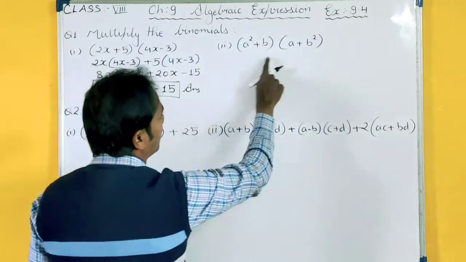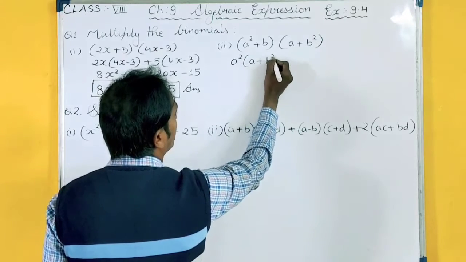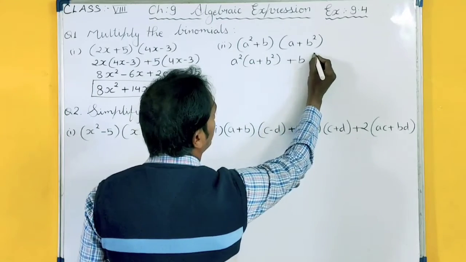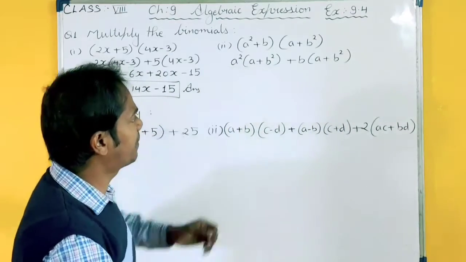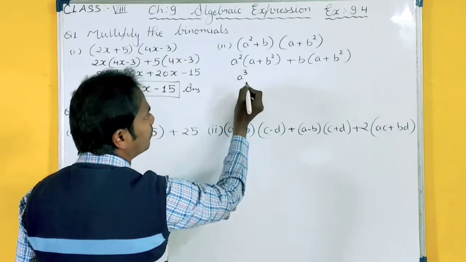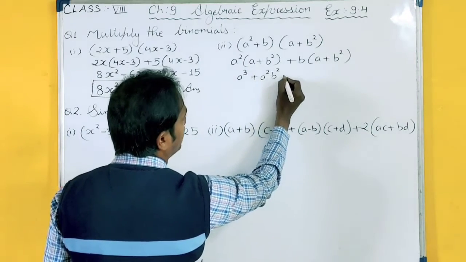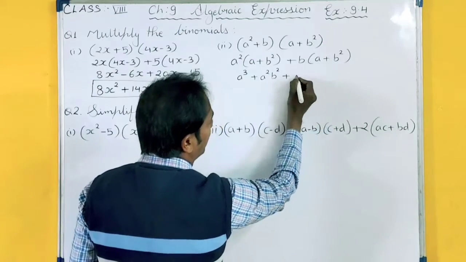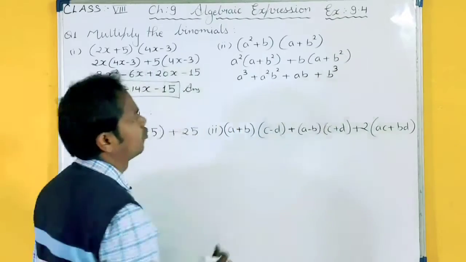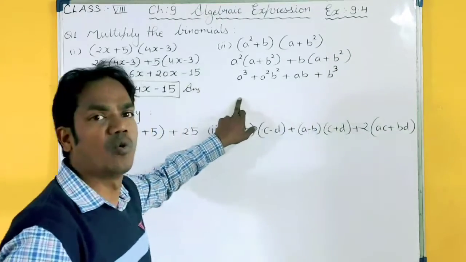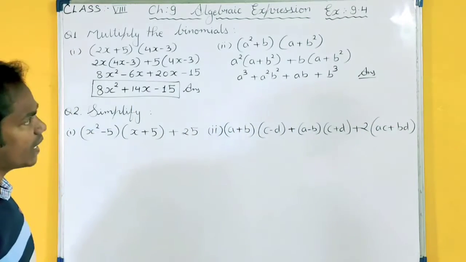Okay, same way we will multiply this also. a square multiplied by a plus b square, plus b multiplied by a plus b square. a square multiplied by a will become a cube, and a square multiplied by b square will become a square b square. Again b multiplied by a is ab, and b multiplied by b square will become b cube. Can you see any like term here? No. So this is your final answer. Only like terms can be added or subtracted.